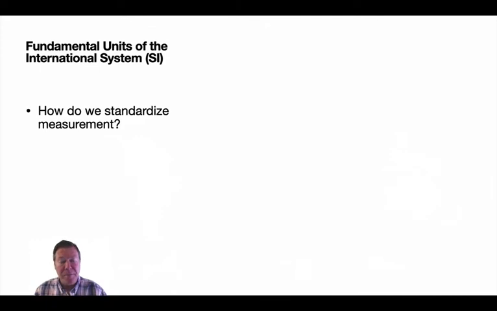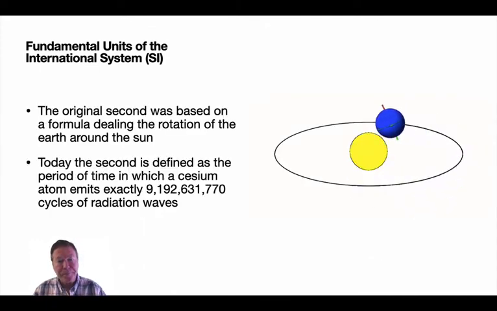So how do we standardize the measure? Something like this. The original second was based on a formula dealing with the rotation of the sun. The problem is the Earth is slowing down, which could be an excuse when your parents say, hey, I need you to take out the trash, and you say, a second; you could wait longer because a second is longer than it used to be if we based it on the rotation of the Earth. But now we have the technology, so it's defined as the period of time in which a cesium atom emits exactly 9 billion whatever cycles of radiation waves, and that's measurable.